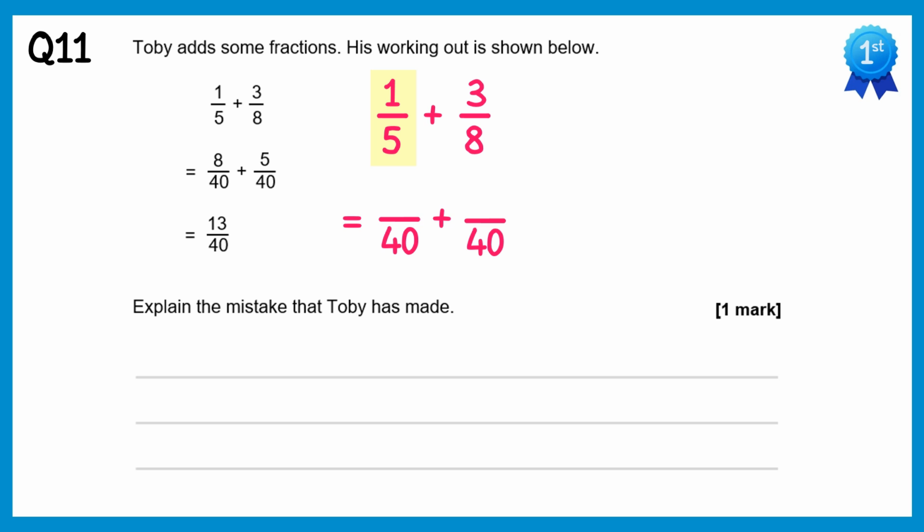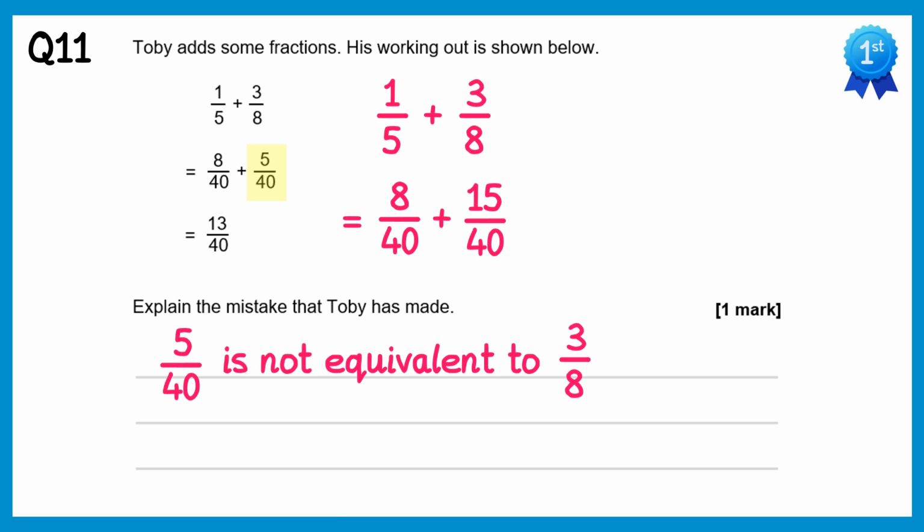If I multiply the denominator by 8, I need to multiply the numerator by 8 as well, so 1 times 8 is 8. For the second fraction here, my denominator goes from 8 to 40, so it's been multiplied by 5. So multiply the 3 on top by 5, 3 times 5 is 15. Now this is the correct working out, but if you look at Toby's working out, he only has 5 on the top. So the mistake that Toby has made is 5 over 40 is not equivalent to 3/8. It should instead be 15 over 40.